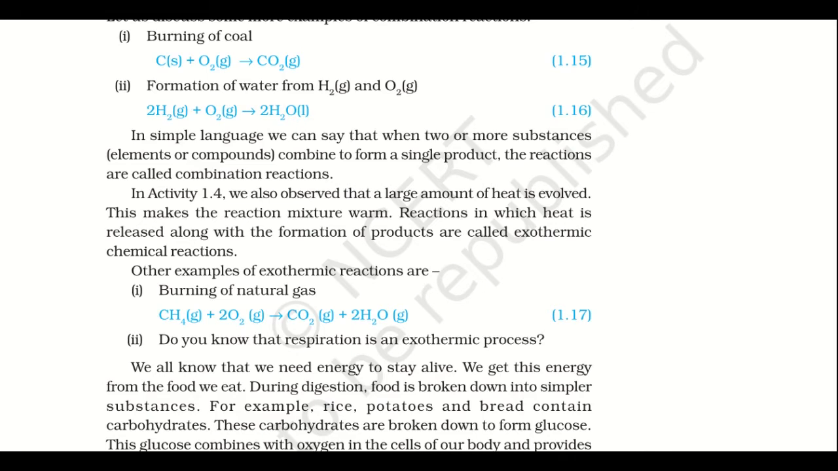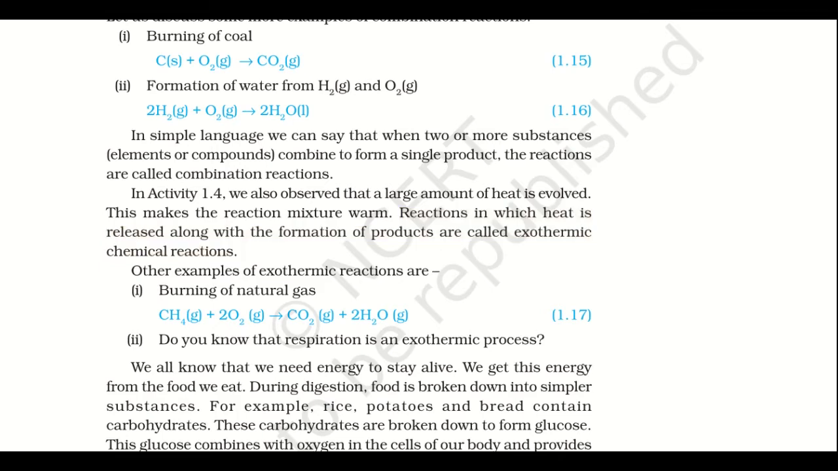So in simple language, we can say that when two or more substances, elements or compounds combine to form a single product, the reactions are called combination reactions. That means combining a reaction. In activity 1.4, we also observed that a large amount of heat was involved. This makes the reaction warm. Such reactions in which heat, or you can say energy, is liberated or released along with the formation of product are also called exothermic chemical reactions.